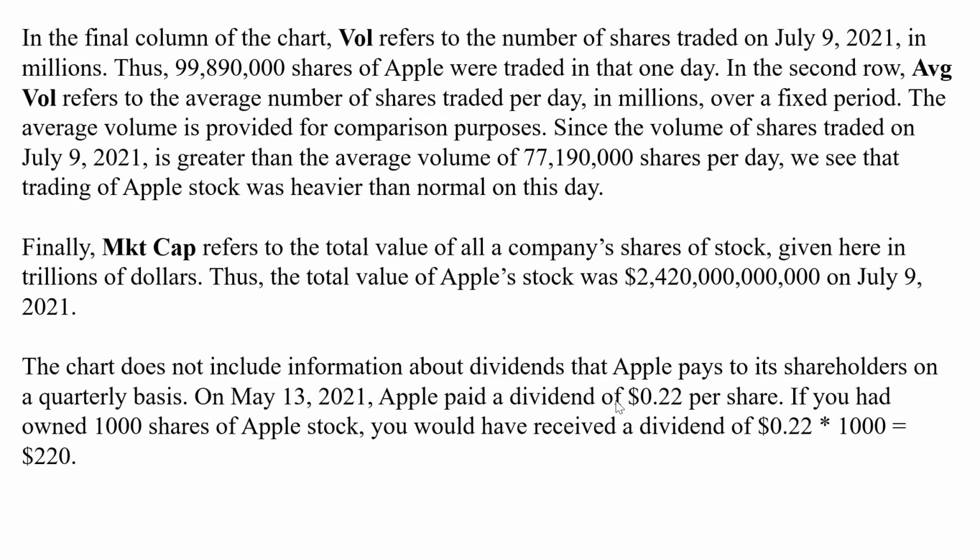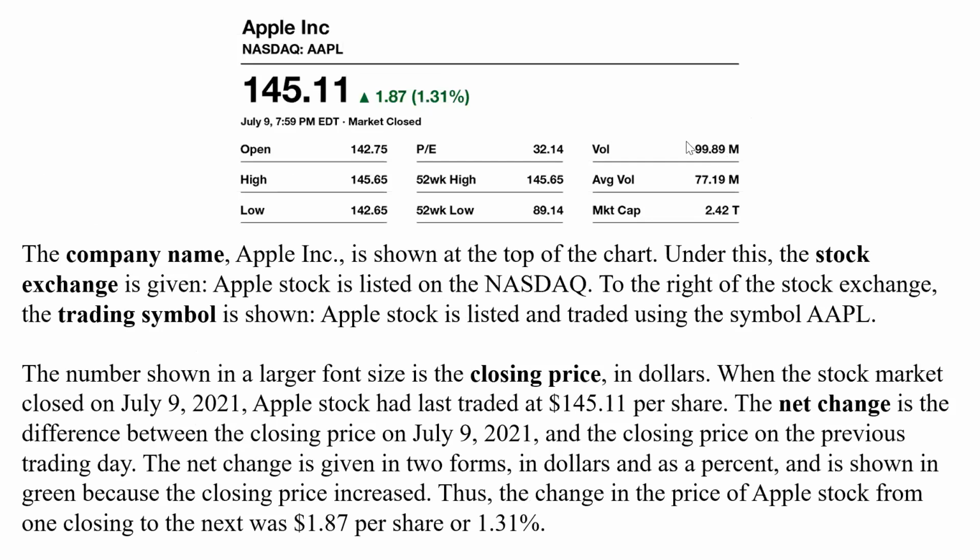The second one is the average volume. That's the average number of shares traded per day in millions over a fixed period. The average volume is provided for comparison purposes, basically. Since the volume of shares traded on July 9th is greater than the average volume, we see that the stock was traded more heavily than normal that day. On average, it roughly trades 77.19 million shares per day. So it's 22 million shares over what it normally trades for that one day.